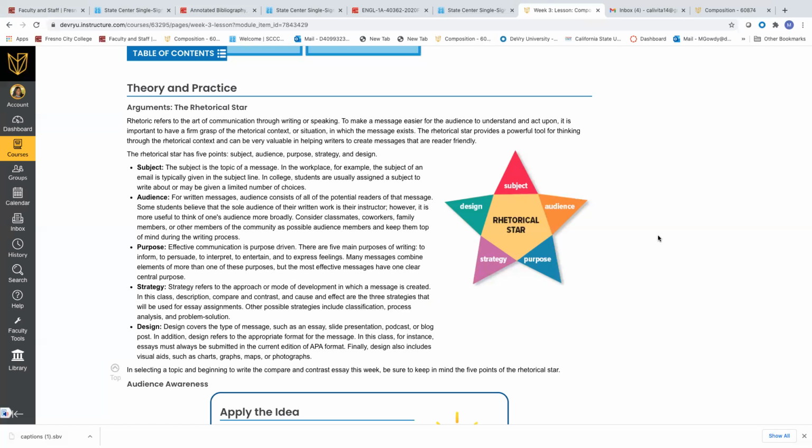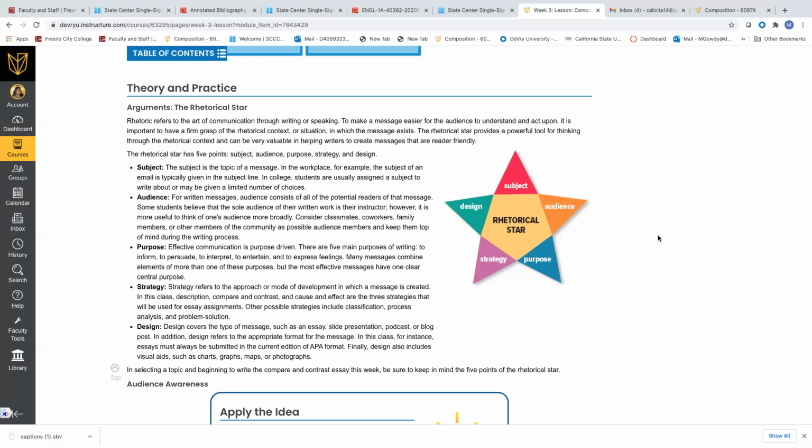So let's go down to design. Design covers the type of message, such as an essay, a slide presentation, a podcast, or a blog post. In addition, design refers to the appropriate format for the message. In this class, for instance, essays must always be submitted in the current edition of APA format. And we went over that last week, and I showed you guys where to find the form and how to follow it. So finally, design also includes visual aids such as charts, graphs, maps, or photographs.